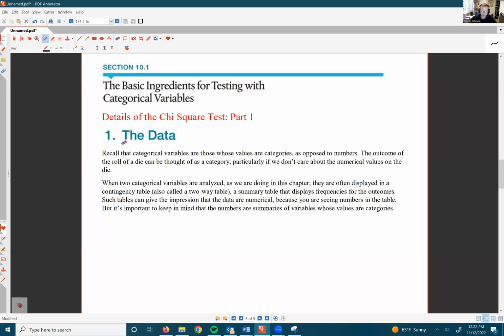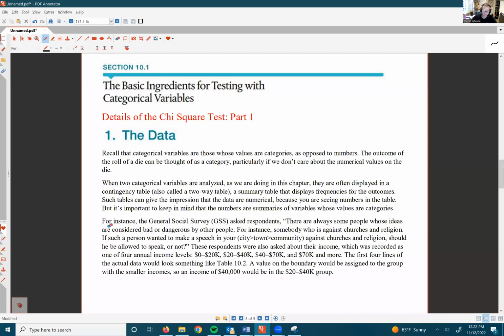When two categorical variables are analyzed, as we're doing in this chapter, they are often displayed in a contingency table, also called a two-way table, a summary table that displays frequencies for the outcomes. Such tables can give the impression that the data are numerical because you're seeing numbers in the table, but it's important to keep in mind that the numbers are summaries of variables whose values are categories.